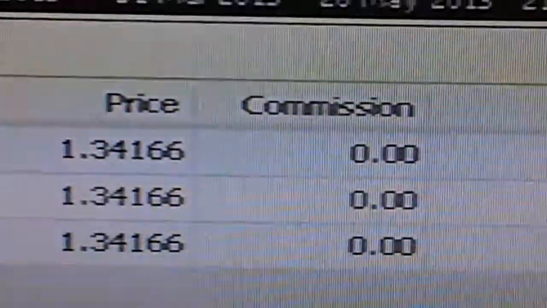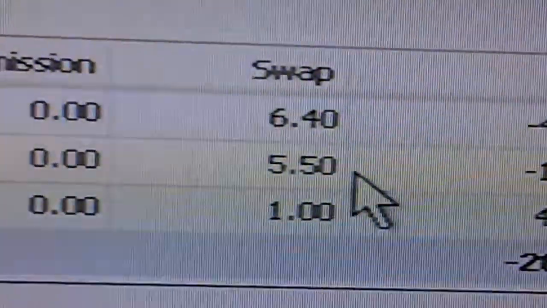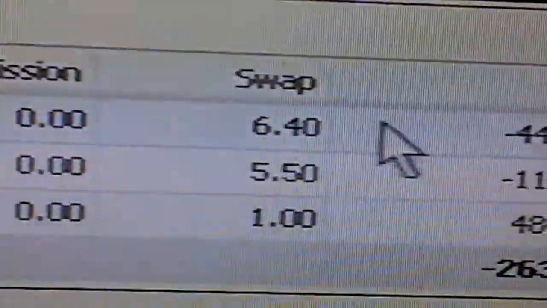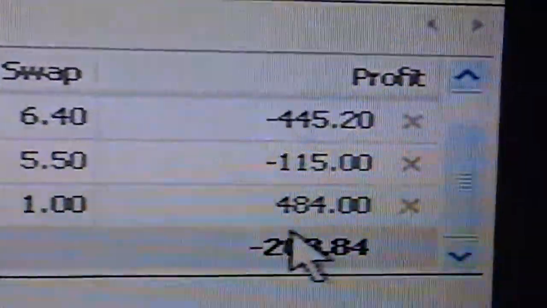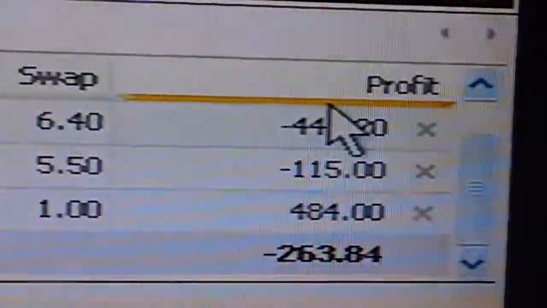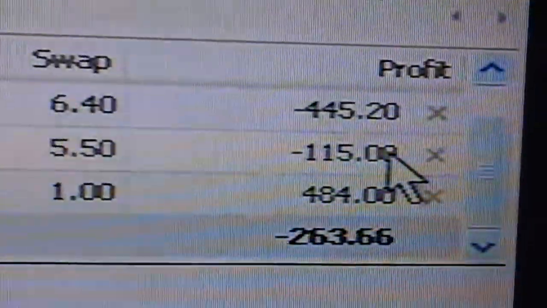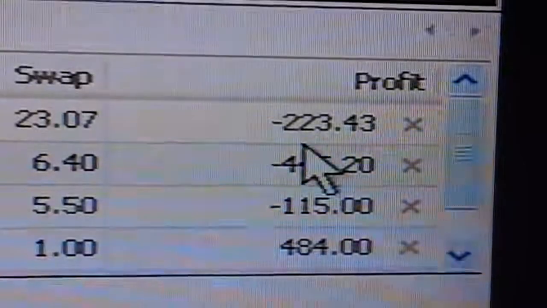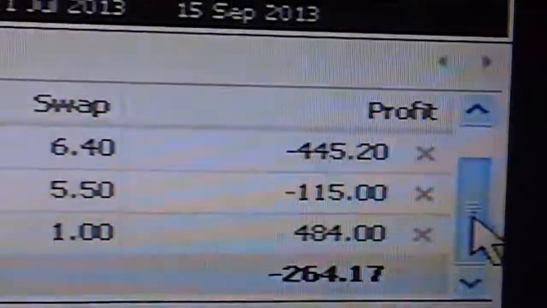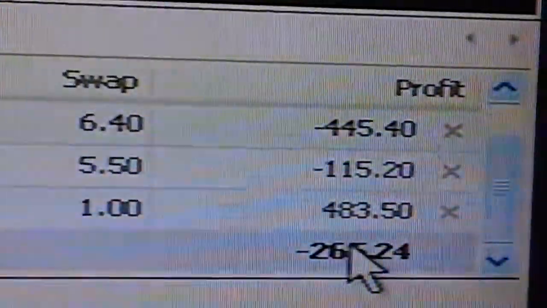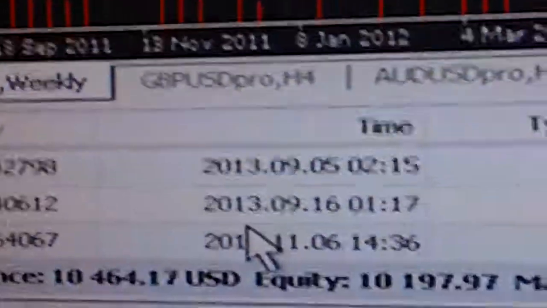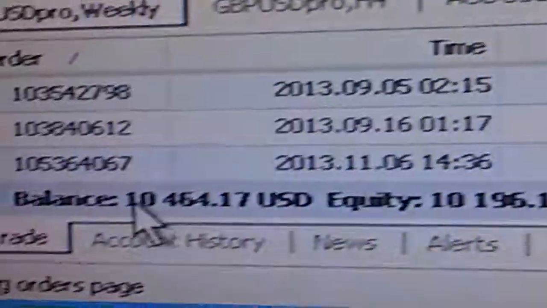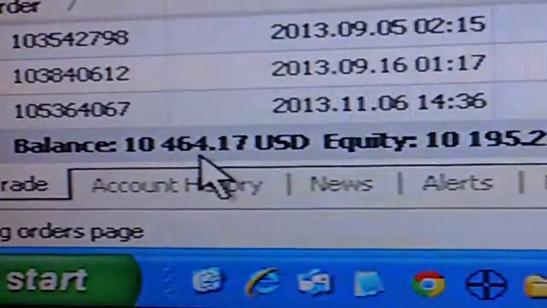I'm making money on interest. The swap is the interest difference. On each one of these I'm making money on interest regardless, and if I stay in the trades, these are going to keep going up. I'm making money on this trade. I'm losing on those two, roughly, so I'm losing on three. I've got a New Zealand dollar trade up here too that's at a loss. So altogether my trades, I'm down $265. But since I was up over 10,000, I'm still going to be making money on equity.